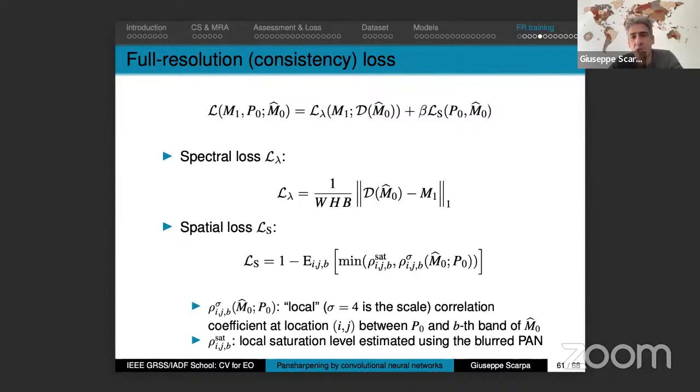The saturation value actually is itself spatially and spectrally variant and is computed by correlating the resized MS image with the blurred version of the PAN image. Well, it is a bit complicated, but it seems to work pretty well.